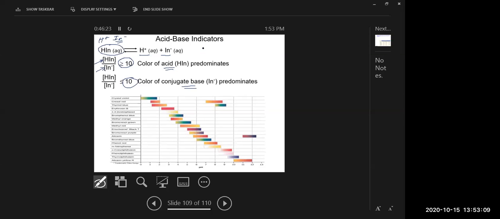So indicators, as I mentioned, do work over a specific pH range. And over that pH range, they actually do change color. So for example, like I mentioned before, the very popular one, which is phenolphthalein.